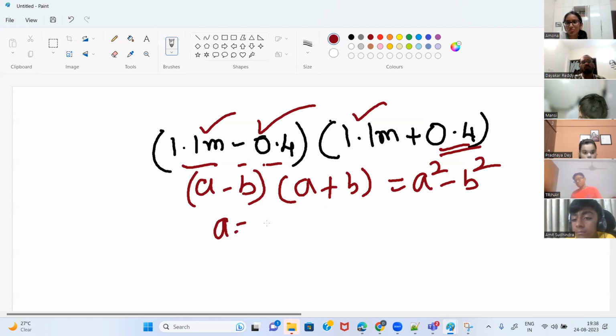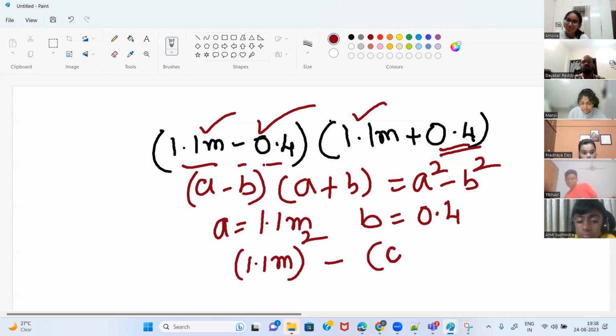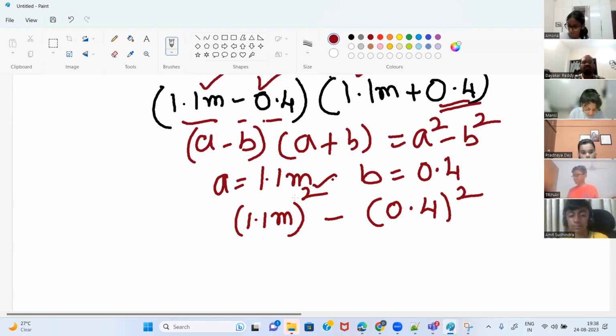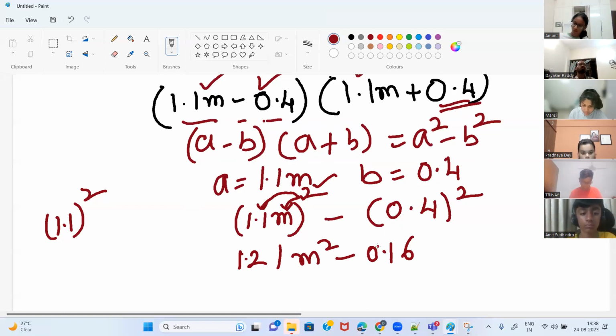What is A here? 1.1m. What is B here? 0.4. So 1.1m square alone is wrong. You need to write whole square, minus 0.4 whole square. I hope you know the exponents, right? The square is given to 1.1 as well as m. So what will it become? 1.1 whole square, which is 11 square is 121. How many places? 2 places. M square minus 4 square is 16. Again, how many places? 2 places. 0.16. Yes, please copy.